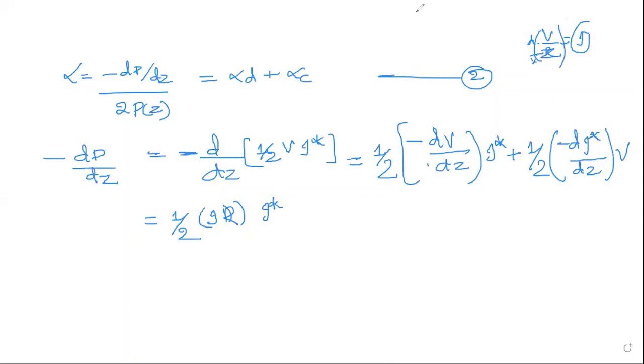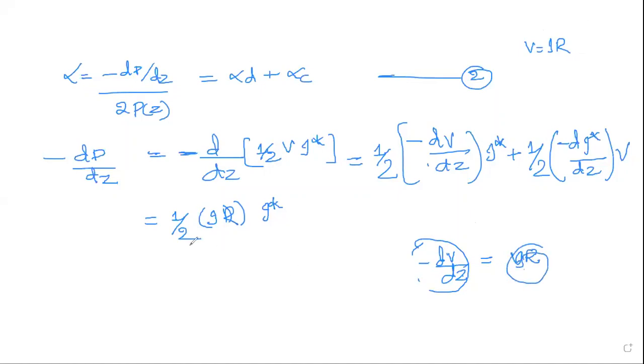One second, I'll tell you once more. This term, that is differentiation of dV by dz, you can write it as a small quantity where the voltage is differentiated with respect to the z direction. You know V is nothing but I into R. So differentiation of a small quantity, you just write it as I into R. So you can write this equation as I into R.